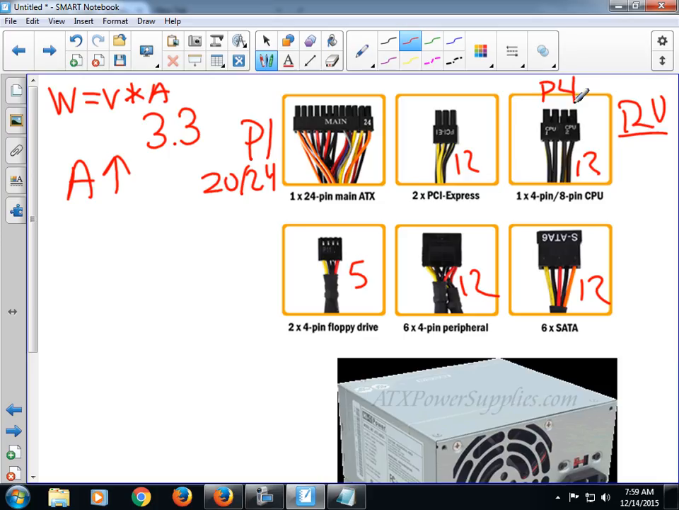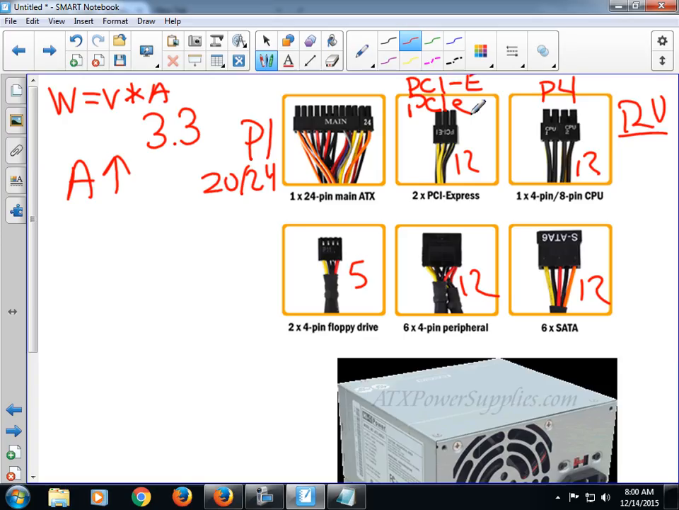Then we've got our PCI Express, and you can see that one's written PCI dash Express, so it can be written as PCI-E or PCIe. They both mean the same thing. That's an extra power supply plug that goes into video cards only. I've never seen anything else that plugs into those. And many times there's 2, because many times people have 2 video cards. Some video cards, I've got one, require 2 of them just for one video card, because the video card takes so much power.